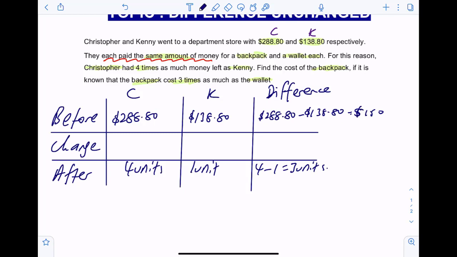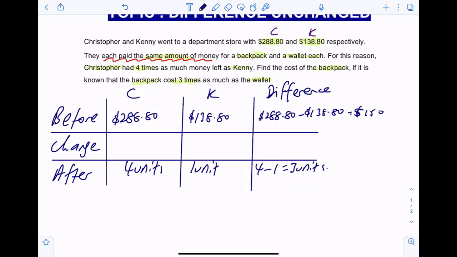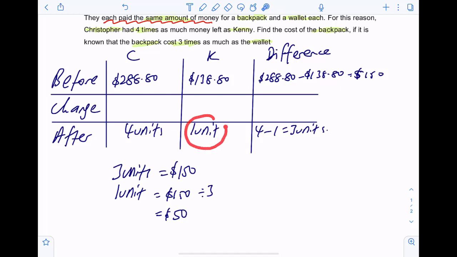Now, with this, we know that 3 units must be equal to the starting difference because the difference remained the same. So 3 units will be equal to $150. We can find 1 unit by dividing by 3, that will be $50. Okay, which means Kenny at the end had $50 left.